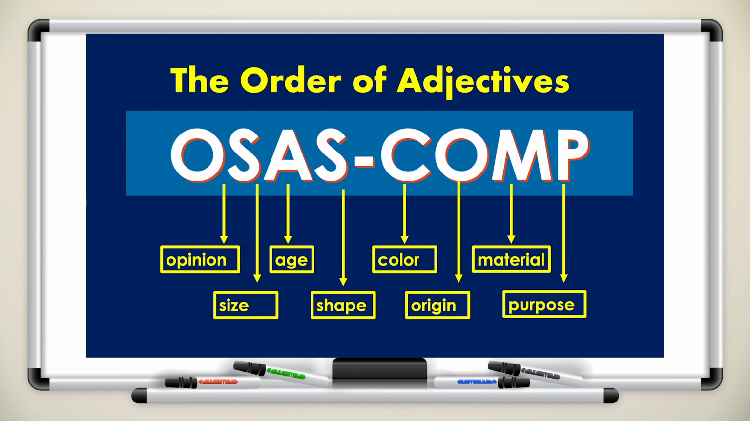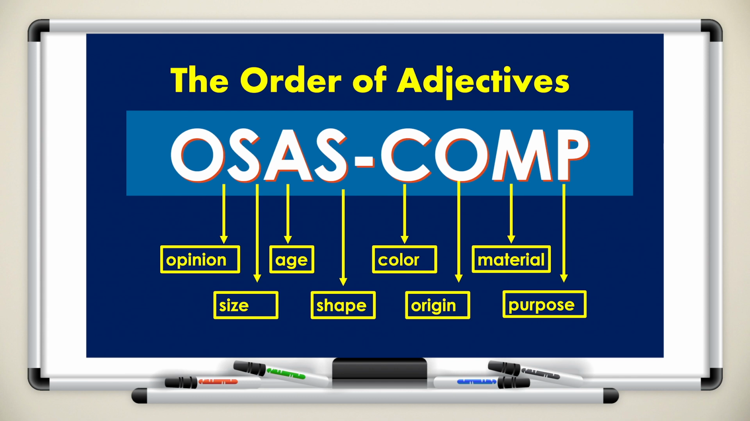S stands for the size. A is for age. S again is for shape. C is for color. O is for origin. M is for material. And P is for purpose. Now this is the right order. Okay? Another trick to knowing the order of adjectives is to think about it as it starts with an opinion and ends with a fact.